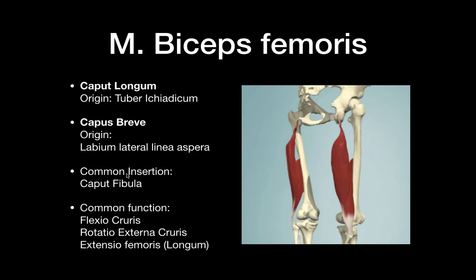Musculus biceps femoris is going to have two heads, hence the name, biceps, just like the biceps brachii. Caput longum is going to originate from the tuber ischiadicum, as you see here. That is why this one's long, hence the name. And you have caput breve. Breve means short. So the short head is going to originate from labrum laterale, linea aspera. If you remember, we talked about linea aspera on the posterior side. This one's going to originate from the lateral lip. And they have a common insertion point, which is caput fibulae, the head of the fibula.